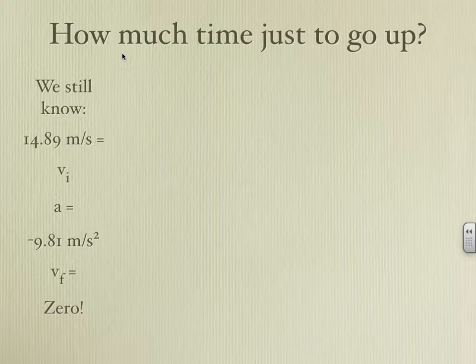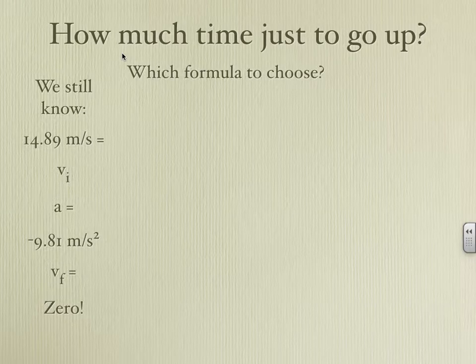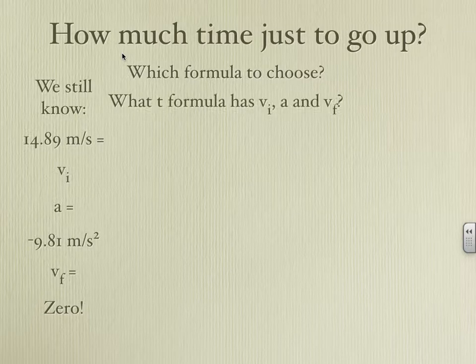Because the VF is zero on the way up at the highest point. Now there's going to be times where I can throw something in the air and I have a time to it, but that doesn't tell me I'm at my highest point. That tells me I'm somewhere in the trip, but I don't know where. So if I let it go all the way up to the highest point, I know the VF is zero. So we still have the VI, the VF, and the A, but this time we're looking for T. So what T formula has those three things in it?